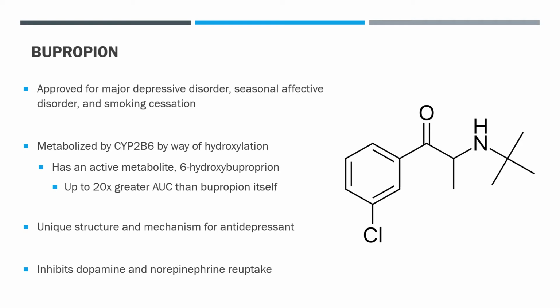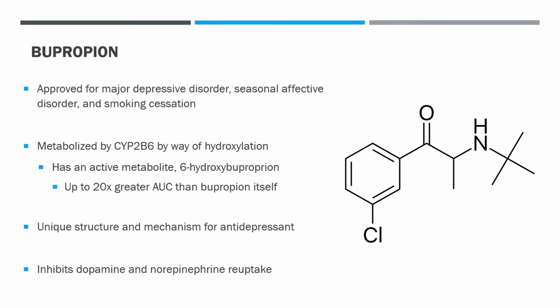So what actually is bupropion? Well, bupropion is an antidepressant. It's a very atypical antidepressant. It doesn't look like a lot of things that we'll see on the market today, but in its own right, it's worked very well as an antidepressant. It's approved for use in major depressive disorder, seasonal affective disorder, and smoking cessation. It's got different formulations for all of those. And as we talked about before, it's primarily metabolized by CYP2B6.